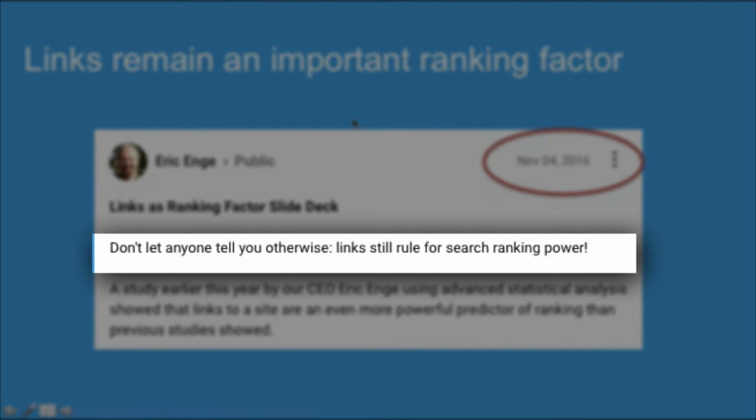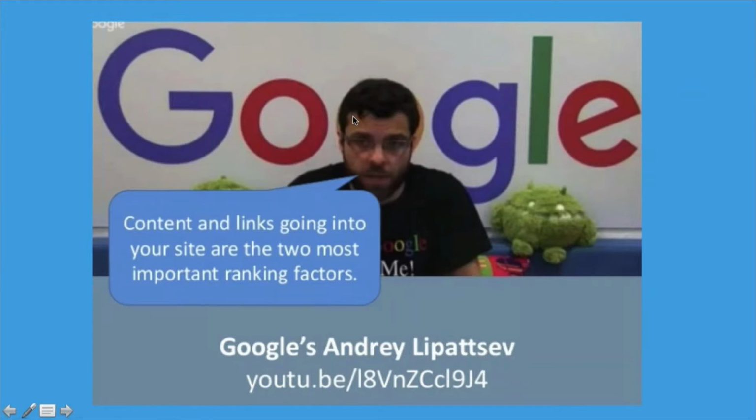So you need links to your content. And that's confirmed really by Google themselves. This is Andre Lipatsev, saying that the 2 main factors are the quality of the content itself and the links going to your site. They're the 2 most important ranking factors. So links really do matter, and they're slightly different from shares.